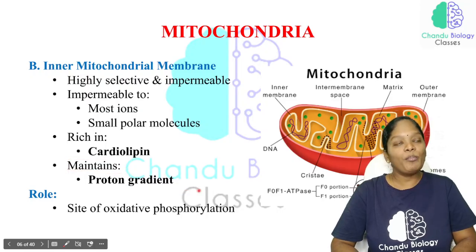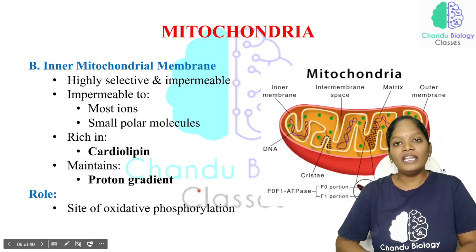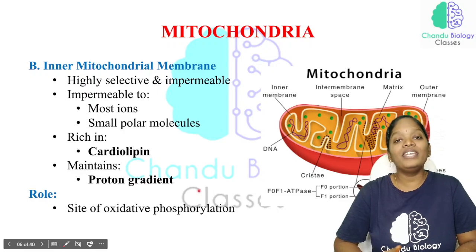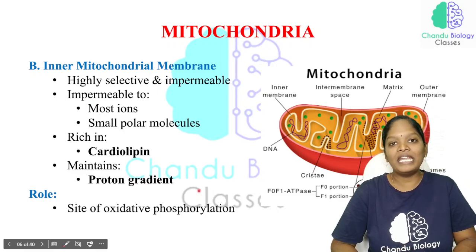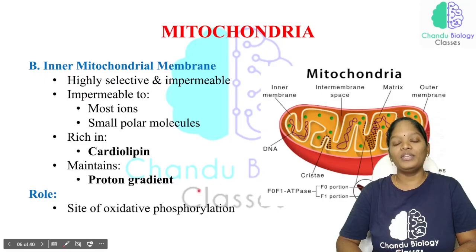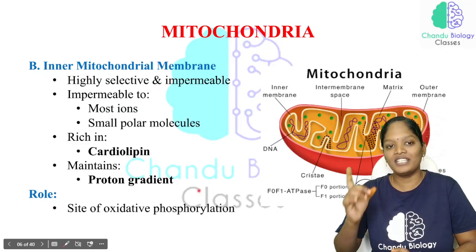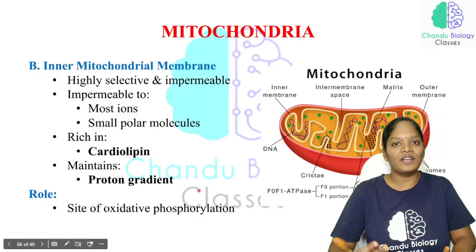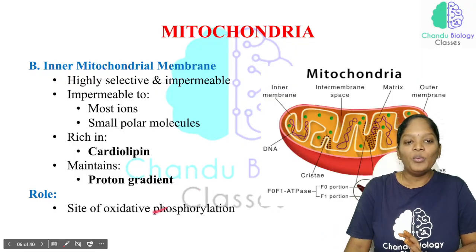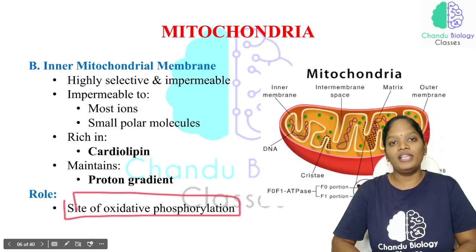So proton gradient. We have studied that it is the powerhouse of the cell; how can it produce energy? ATP, just because of this electrochemical gradient. So that is what this proton gradient is. All of this will be discussed in detail whenever we discuss the cycles. Okay, now what will be the role? It is the site of oxidative phosphorylation.